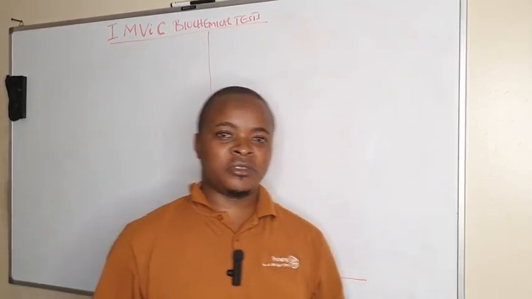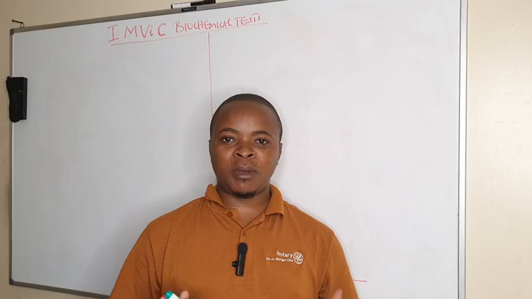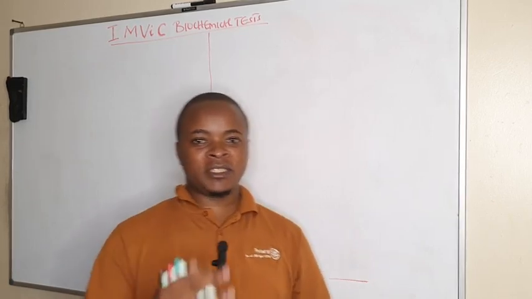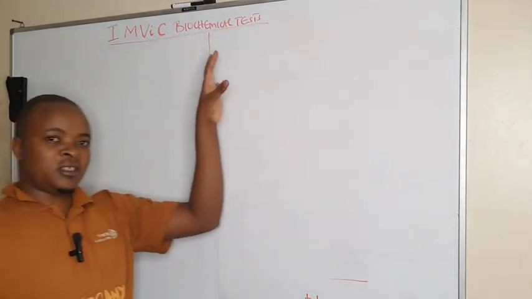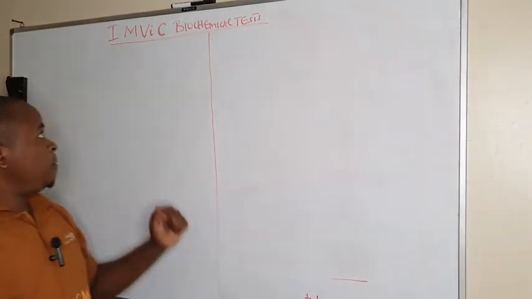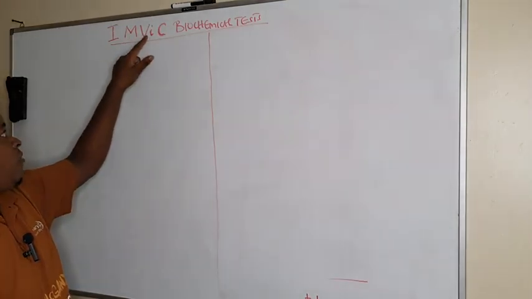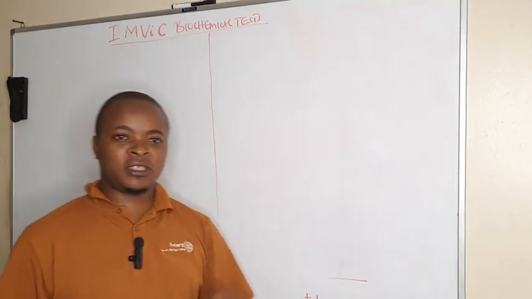Today we want to take you through a set of 4 biochemical tests that are performed to identify gram-negative bacteria, what we call enterobacteriaceae. And these tests are Indole, Methyl red, Voges-Proskauer, and Citrate utilization tests.